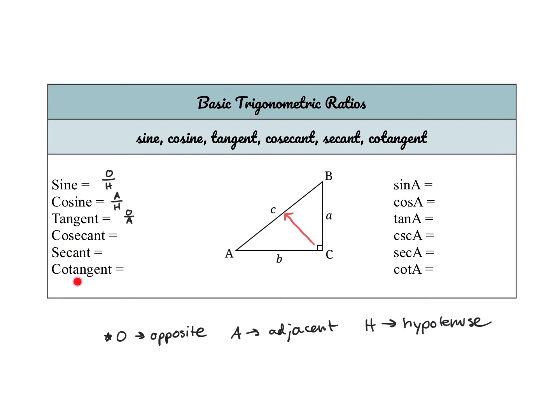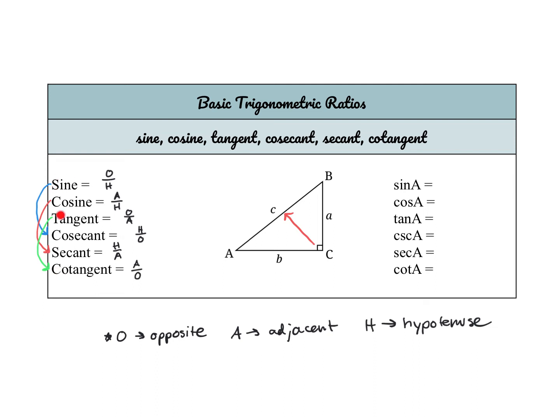Now, cosecant, secant, and cotangent are what we would call the reciprocal ratios. So cosecant is actually the reciprocal of sine. So you just take the ratio of sine and you flip it. So it's actually hypotenuse over opposite. And then secant is the reciprocal of cosine. So instead of adjacent over hypotenuse, it's hypotenuse over adjacent. And cotangent is the reciprocal ratio of tangent. So it's adjacent over opposite.